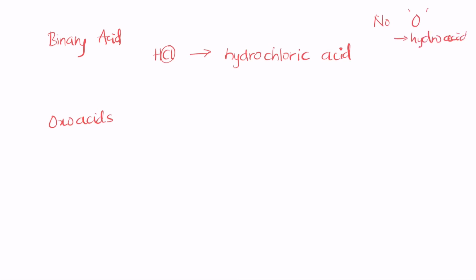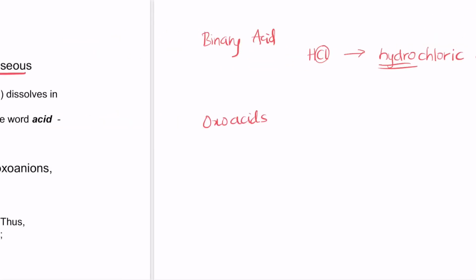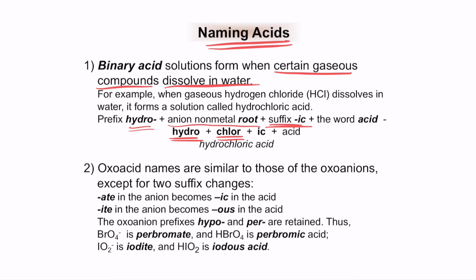Whenever we have binary acids that involve no oxygen, we call them hydro acids. So we start with hydro. Whenever you see an acid with hydro in the front, it means that this is an acid that does not have oxygen. So these are binary acids.